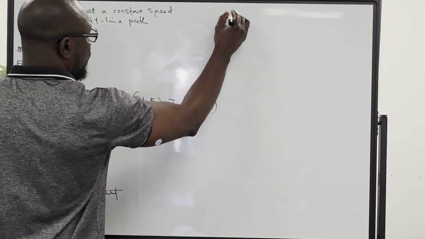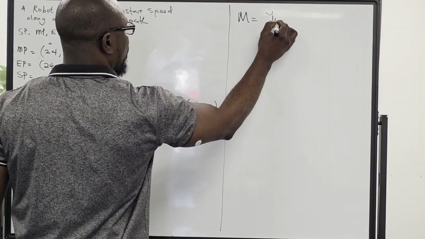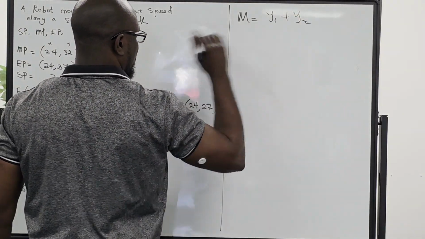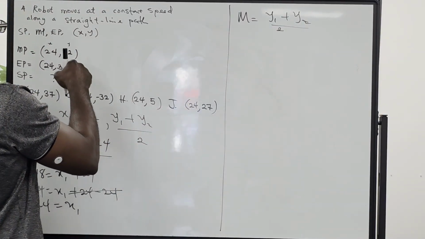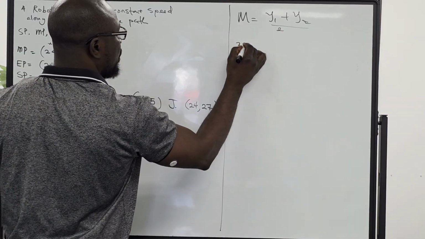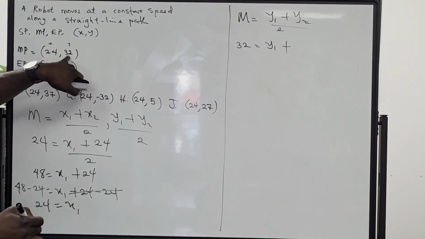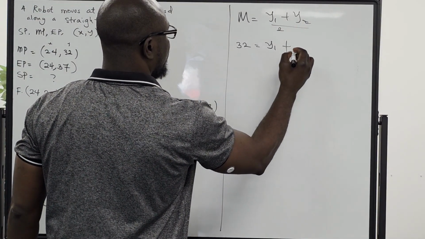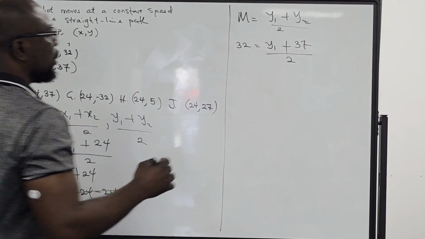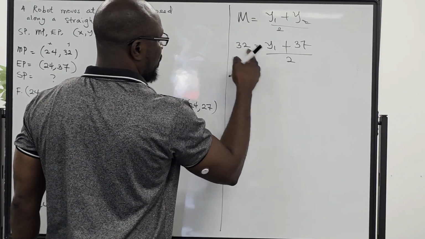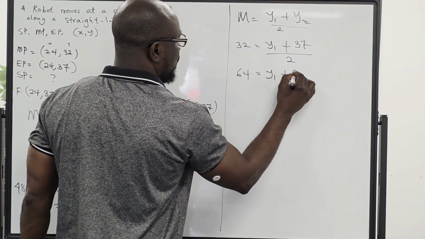The second one, for y, solving for y, you have midpoint is equal to y1 plus y2 over 2. M, in this case, is 32. So 32 is equal to y1 plus 37 over 2, 37 right here. So if you cross multiply this, 64 is equal to y1 plus 37.